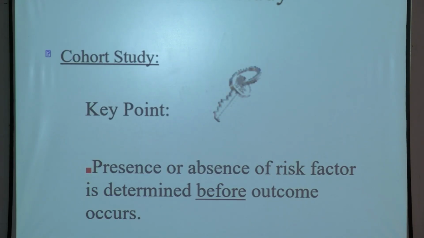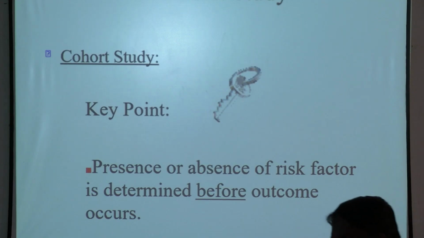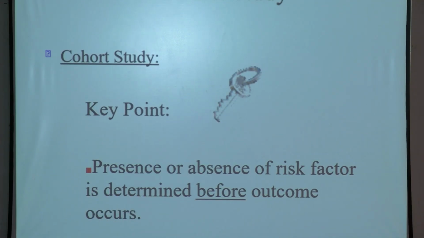So here the presence or absence of risk factor is determined before the outcome occurs. What do I mean by that? Now I am making an assumption that 50% of doctors will wear specs by the time they do their PG. 50% of doctors will be wearing spectacles by the time they start their postgraduate studies. So how do I know that? I am trying to follow you people up till you get your PG. Okay. So the presence of risk factor is determined before the outcome occurs.